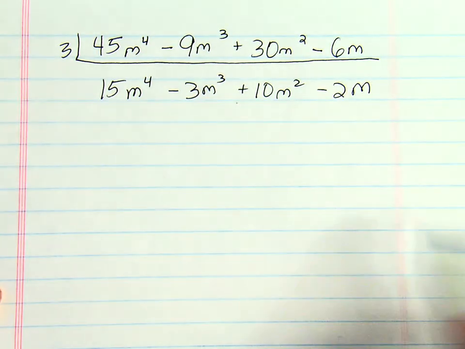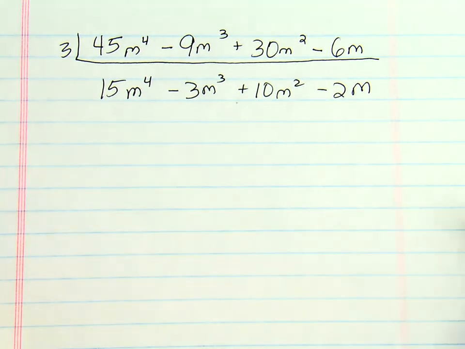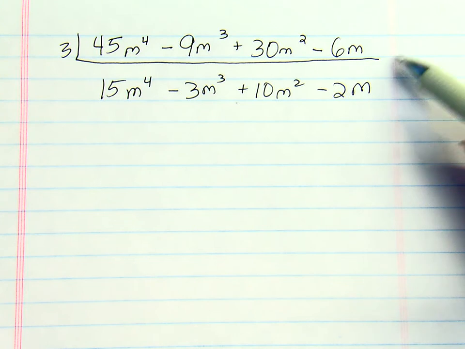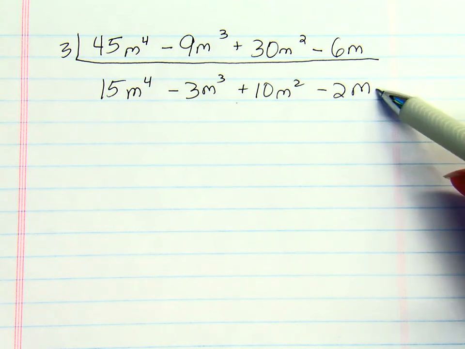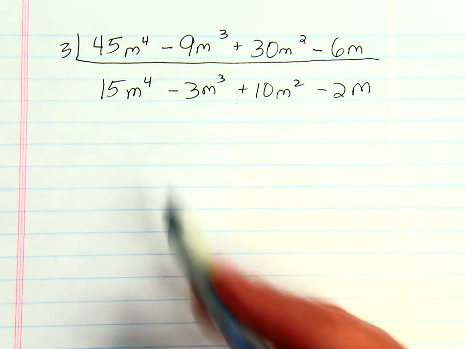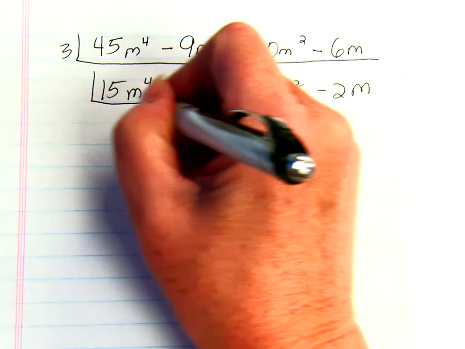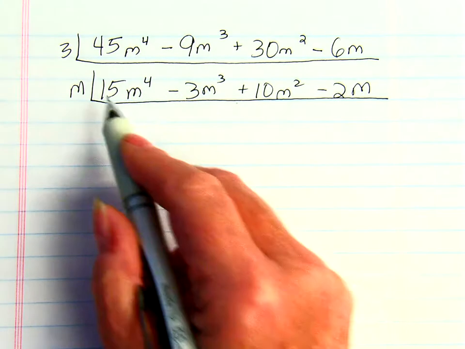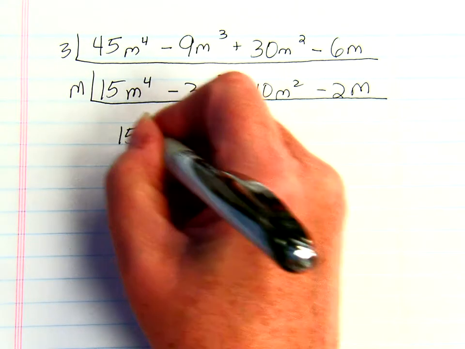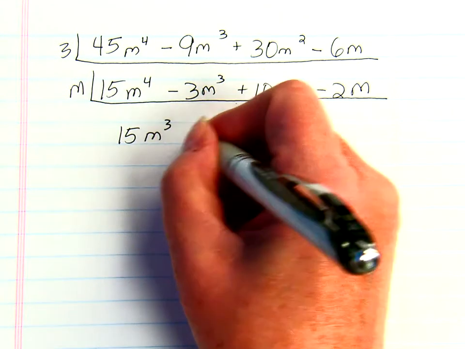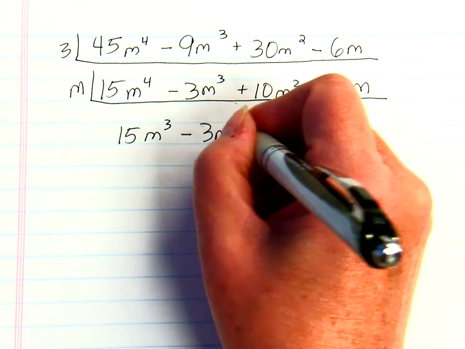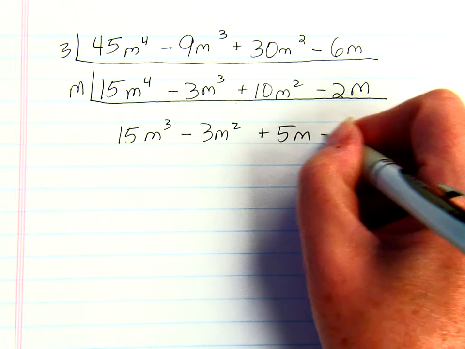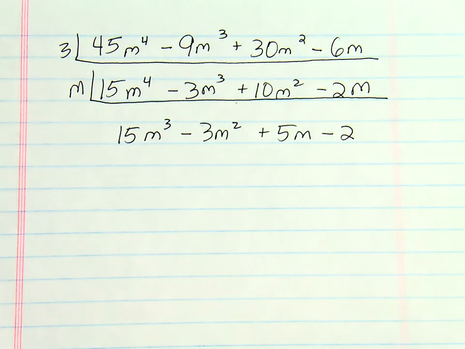And now I'm going to realize that each one of those monomials within this polynomial has an m. Okay, there it is. I'm pointing up to the air. Has an m. So I'm also going to pull out an m, and I'm going to be left with 15m cubed minus 3m squared plus 5m minus 2.